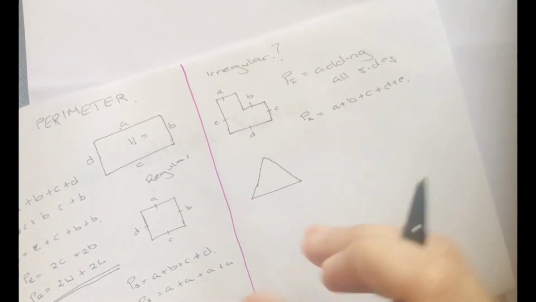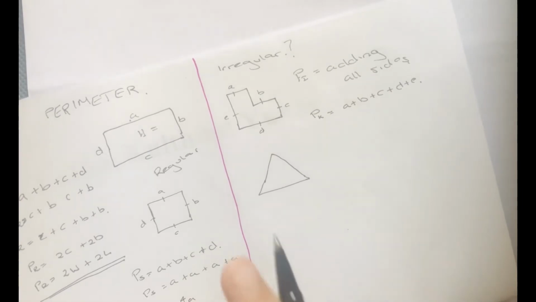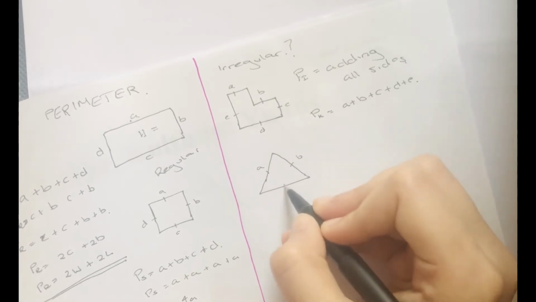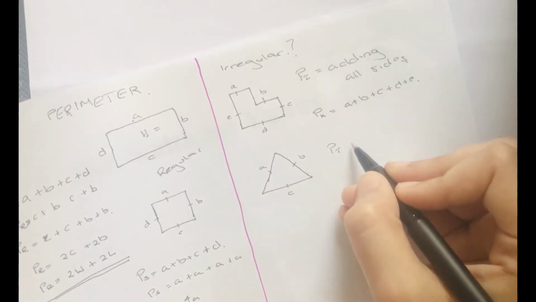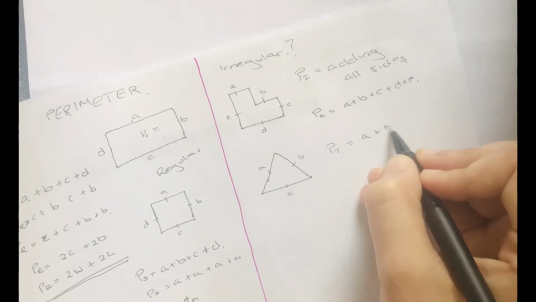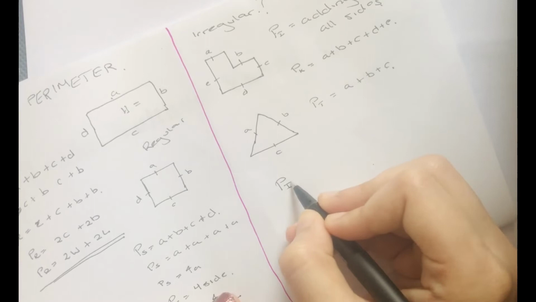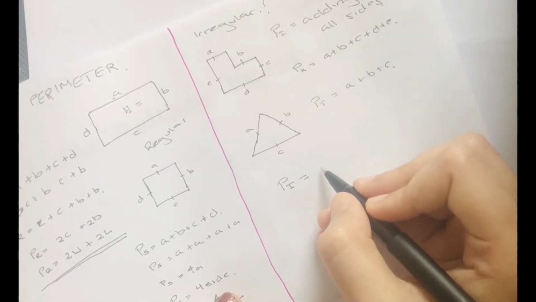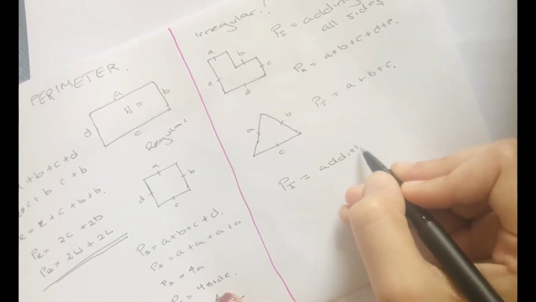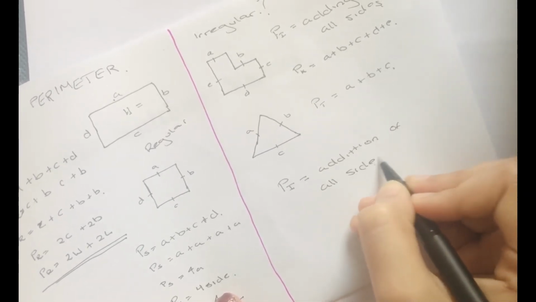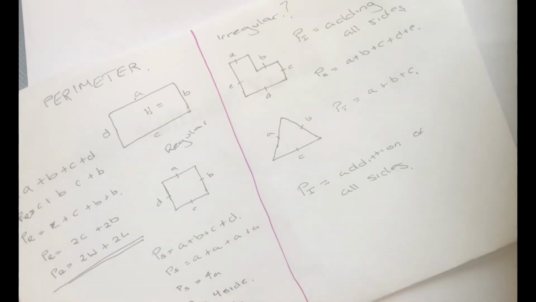Okay, now we have a triangle. I know you can guess how to do it, but let me just show you in case you don't know. So A, B and C. The perimeter of a triangle will be equal to A plus B plus C. So the perimeter of any irregular shape is given by the addition of all sides. Isn't that easy, guys? Of course it is, and you can all do it really well. Now let's look at some examples.